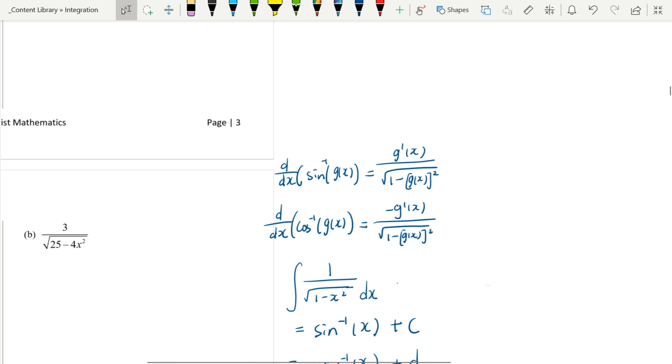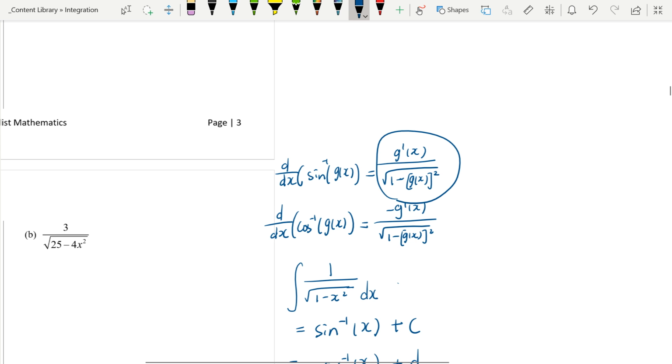How can we use this one? I want to remember this for log. When I want to antidifferentiate a log, I'm trying to make the function become g dash x over gx. If I have this kind of log function, I will try my best to make the expression become g dash x over gx. This question is the same. If you realize the antiderivative is a sine inverse or tan inverse function, you will try your best to make it into this form.